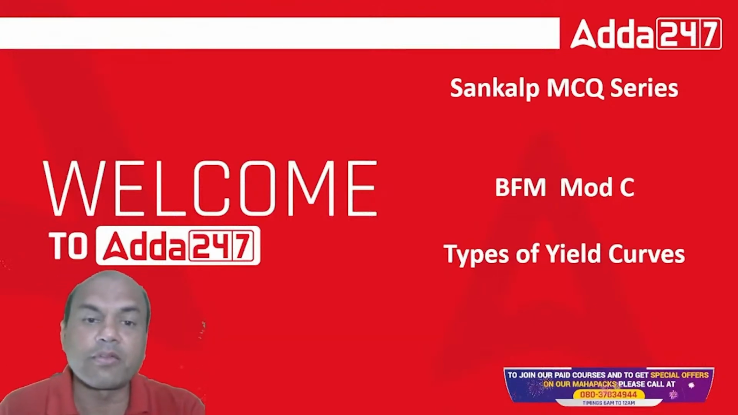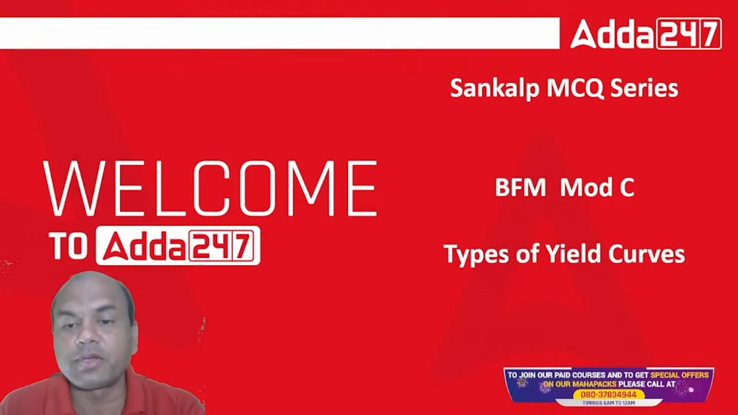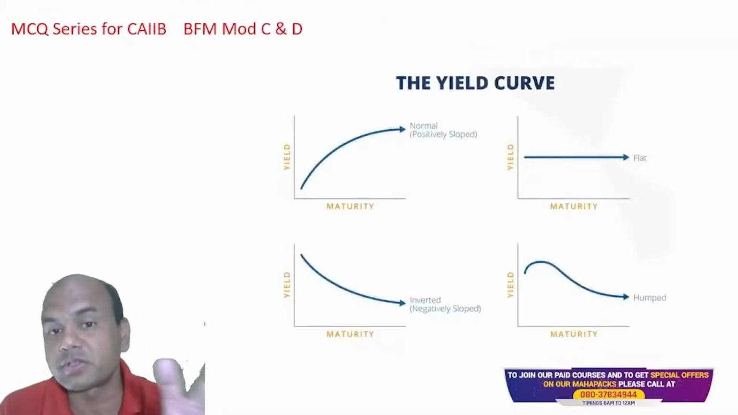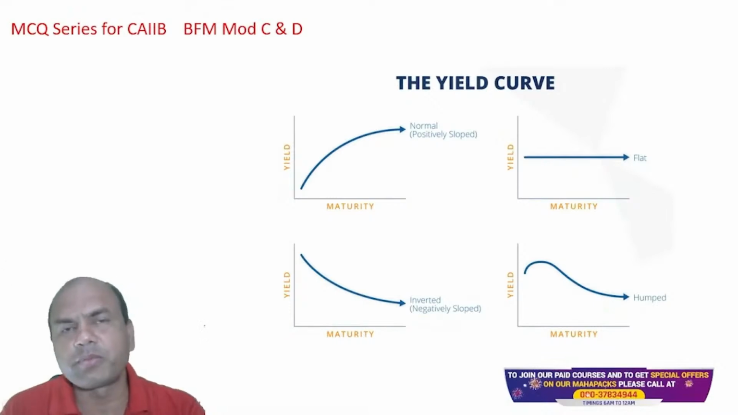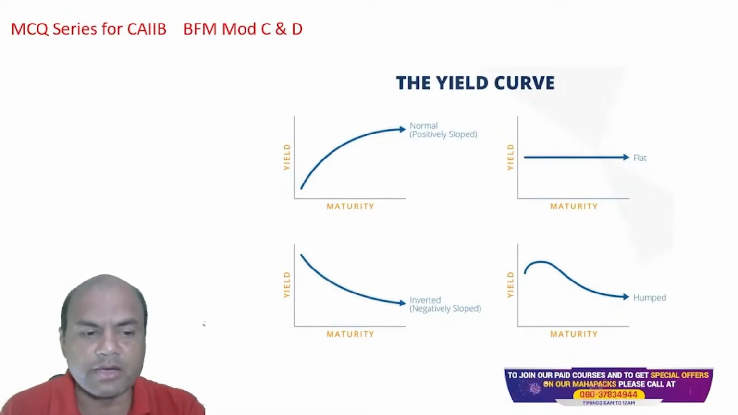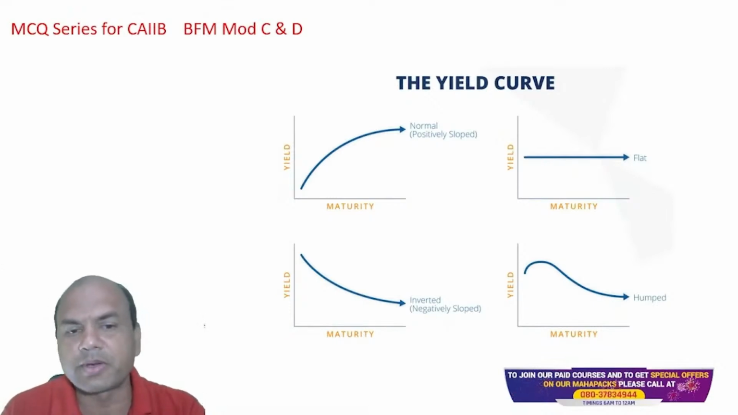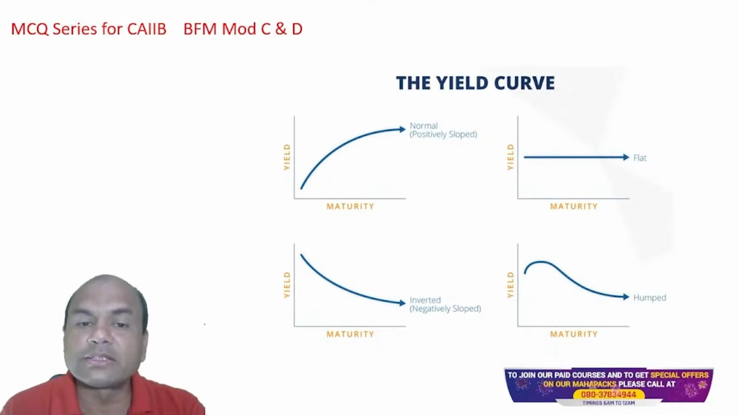Today I'll be covering different yield curves, types of yield curves, and then the questions on that. Very important part from your exam perspective. Yield curve: there are four types of yield curves. Always remember. One is this normal yield curve. Normal means what? Let me explain this.